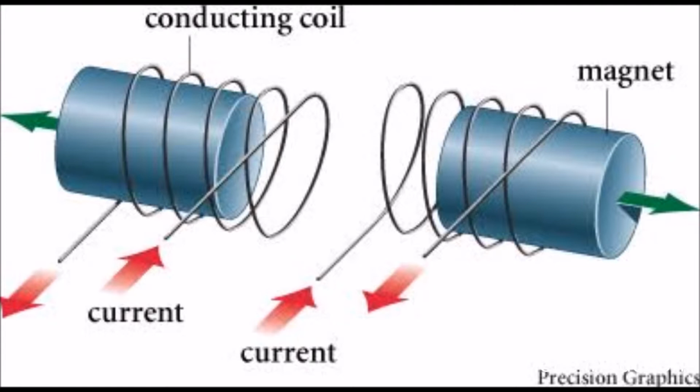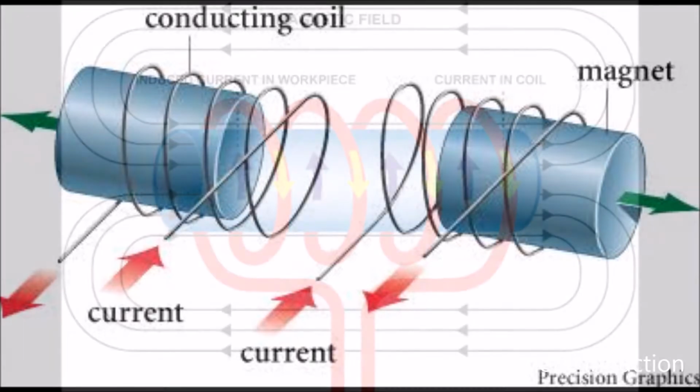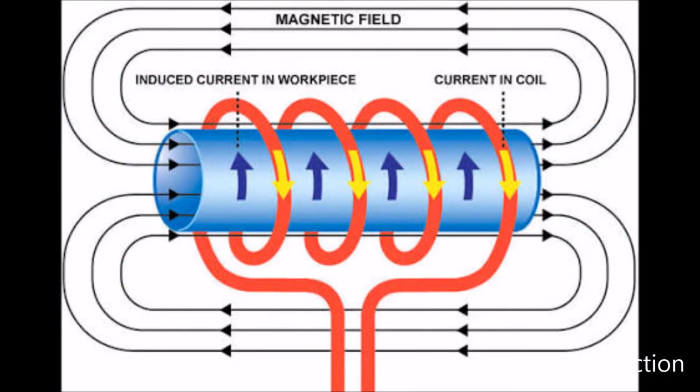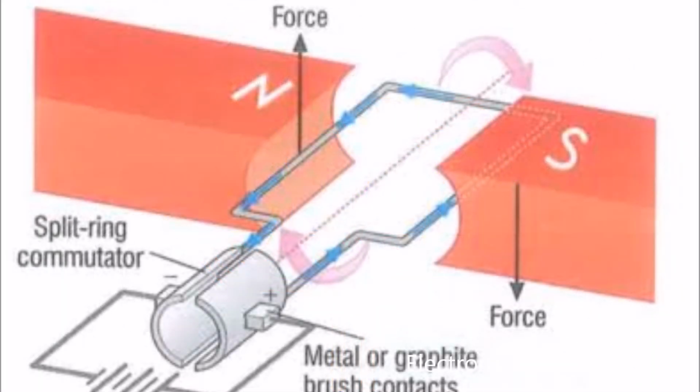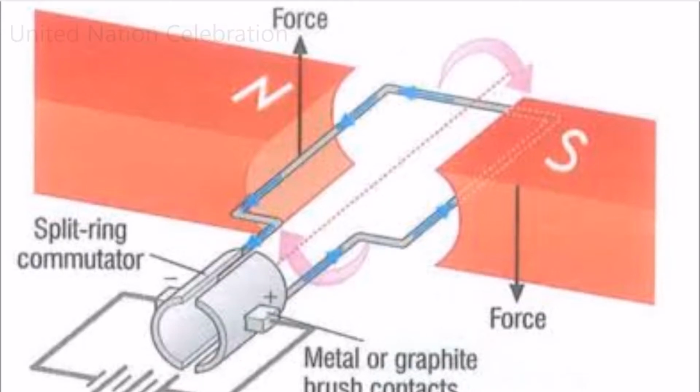The second way is to move the field relative to the conductor. We could do this by moving the coil around in the field or by moving the magnet around the coil. It doesn't matter which, as long as there is relative motion.